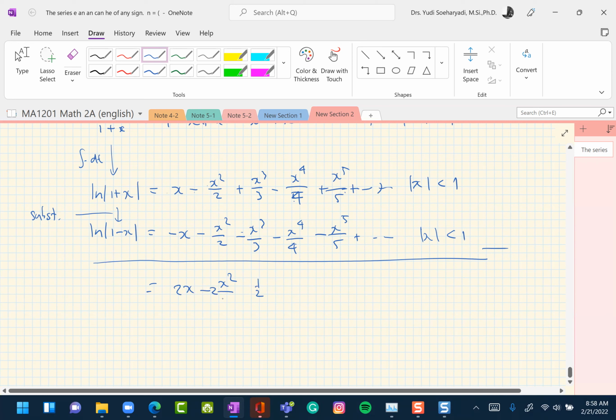So I write down this minus this. 2 times this, the squared term cancels, and you can find something else here. The odd terms remain. Okay, so this is the power series expansion.